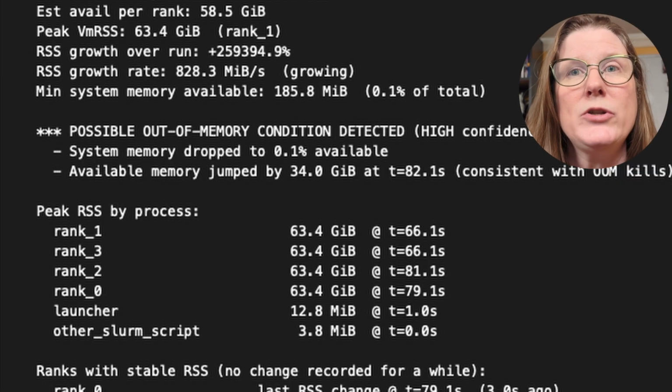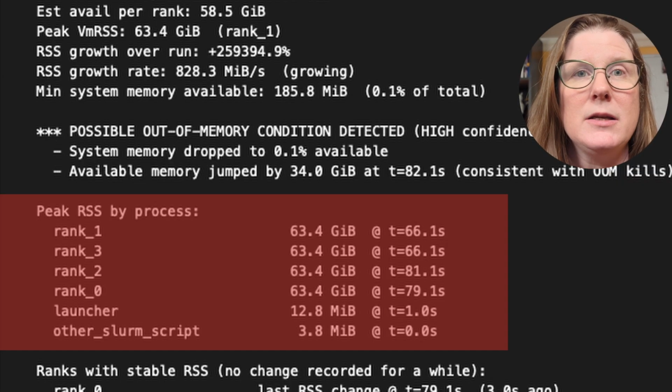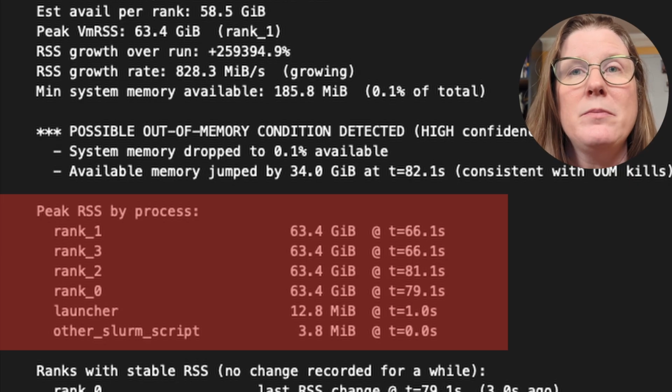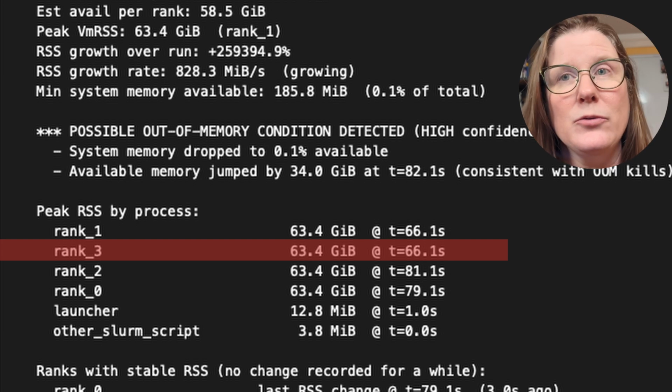Survey also tells you which ranks disappeared before the job ended. These ranks were killed by the out-of-memory killer partway through the run. Rank 3 went first, then rank 1, and then rank 0.